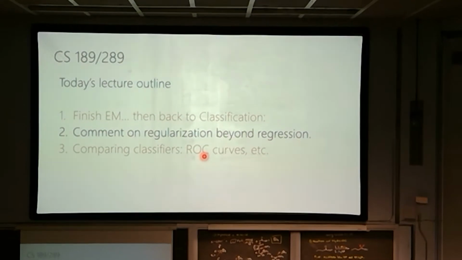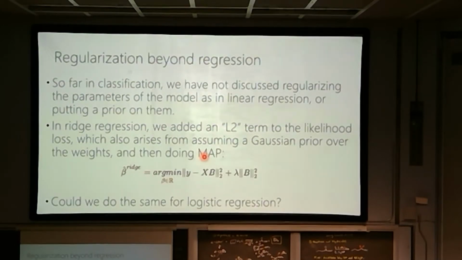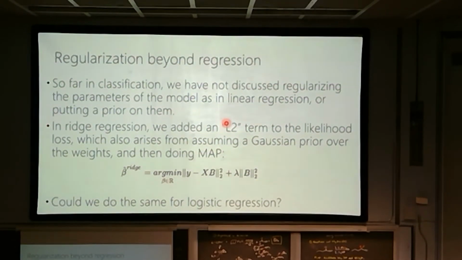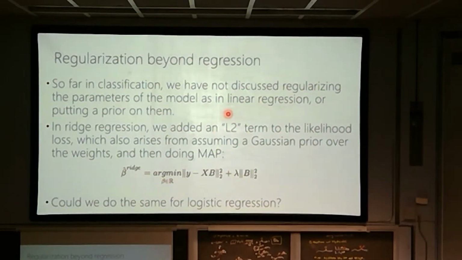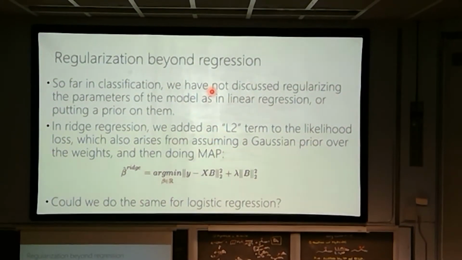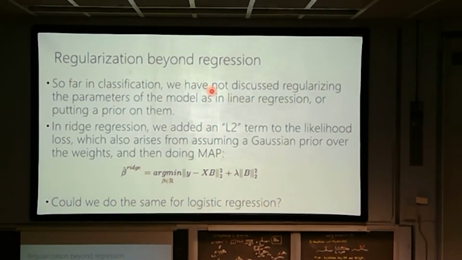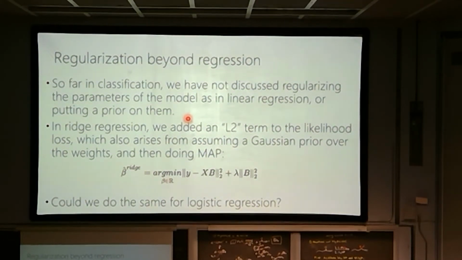I just added this next part, just a few slides, because of a question I got after the last lecture, something to do with Gaussian discriminant analysis and whether it was like a ridge prior. Whatever it was, hopefully this makes it clear. So far in classification, we didn't discuss the kinds of things we had in regression in terms of regularization and putting priors on parameters. We talked about the prior probability of the class label, but we haven't talked about a prior on the parameters themselves, like the mean or the covariance.